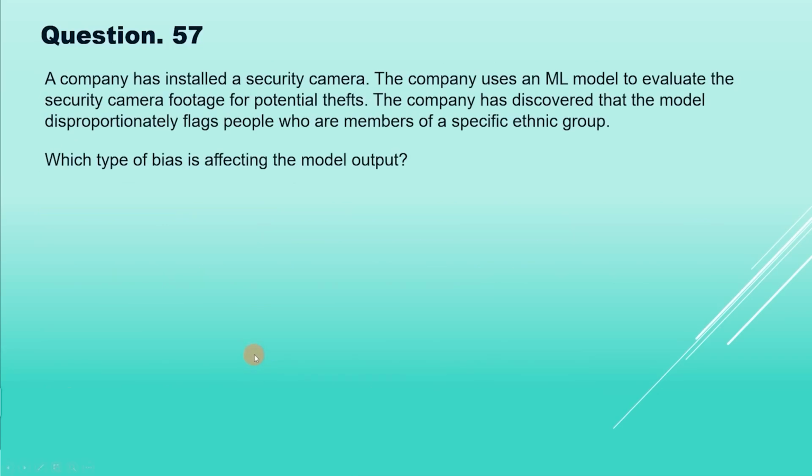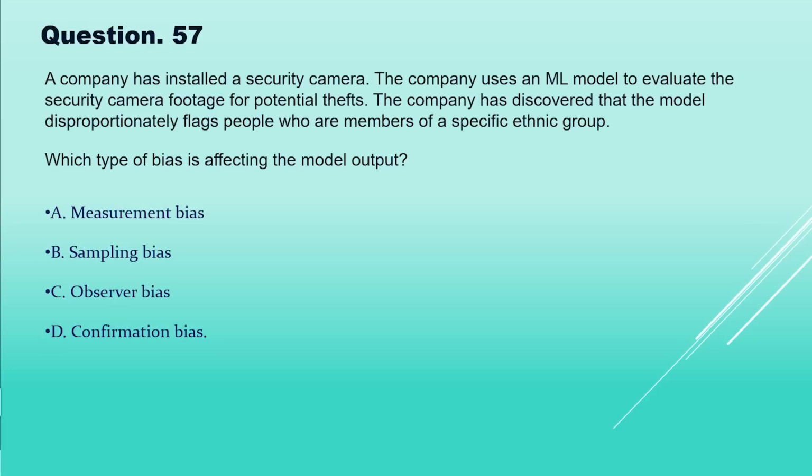Now question number 57. A company has installed a security camera. The company uses an ML model to evaluate the security camera footage for potential thefts. The company has discovered that the model disproportionately flags people who are members of a specific ethnic group. Which type of bias is affecting the model output? Here are the options: A, measurement bias; B, sampling bias; C, observer bias; D, confirmation bias. So take your time to guess the answer.